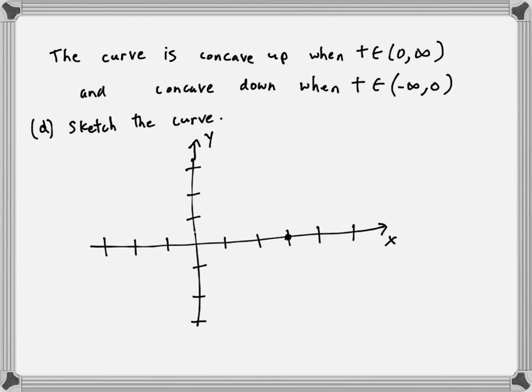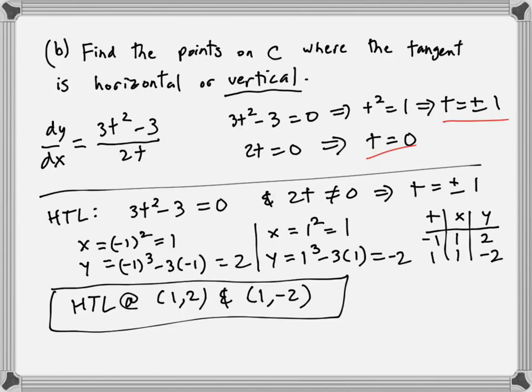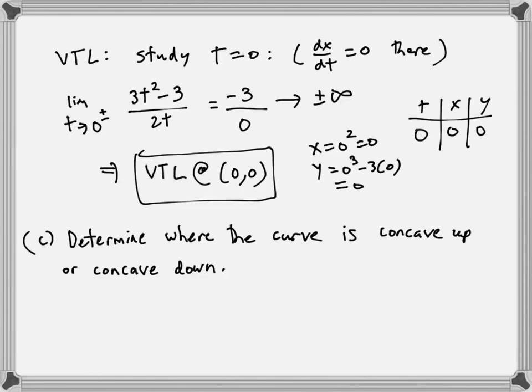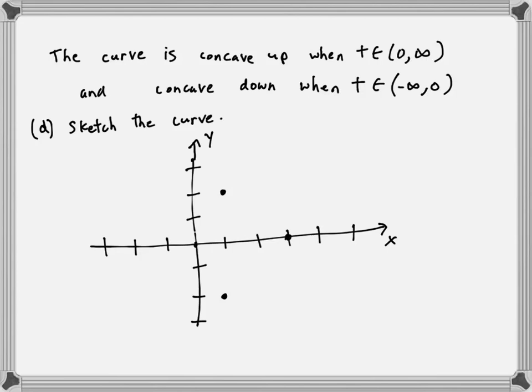We know that we're going to cross it twice, once when t is negative root 3 and another when t is positive root 3. Okay, we also know that at t equals 0, we had a vertical tangent line. Let me go back to the information that we know, right? We know we have a horizontal tangent line at the points (1, 2) and (1, negative 2). So (1, 2) right here, and (1, negative 2), that's right here. What else? We also know that we have a vertical tangent line at (0, 0). So I'm going to put a point here.